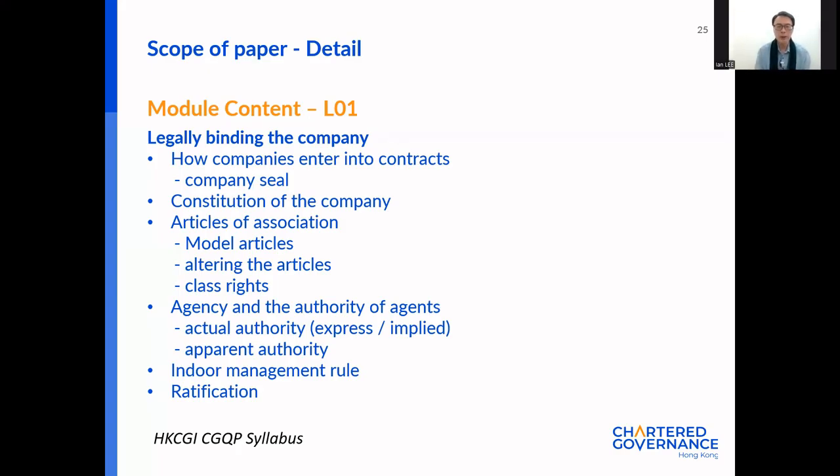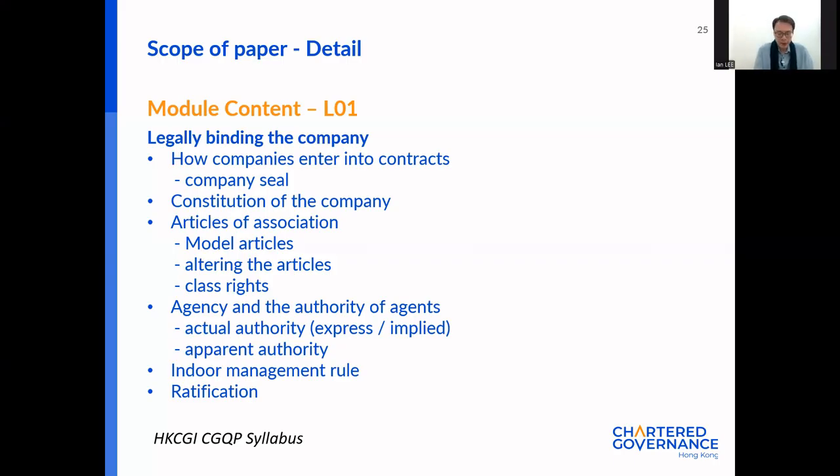Then we move on to the indoor management rule. This one is similar to apparent authority, but here we are actually talking about your own internal regulations. On the same mindset, it is very difficult for an outsider to know what is going on inside your company. So even if you have an internal regulation restricting, for example, the scope of power or authority of a particular person to sign contracts, it is difficult for the outsider to know. That is why it is there to protect them.